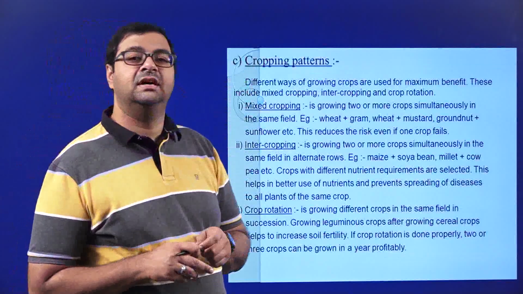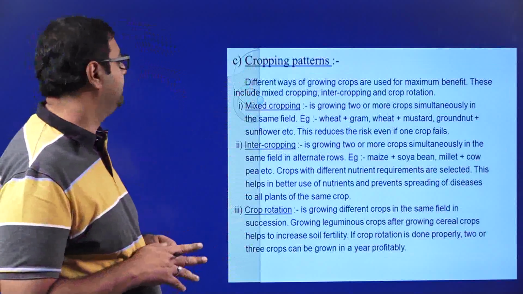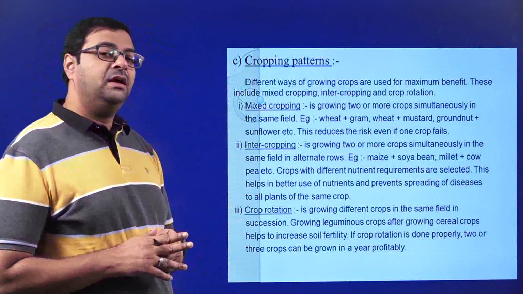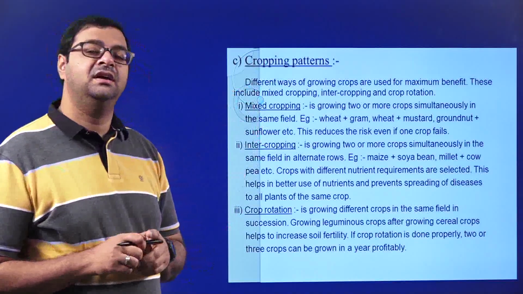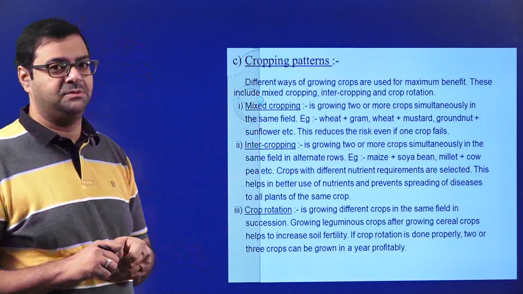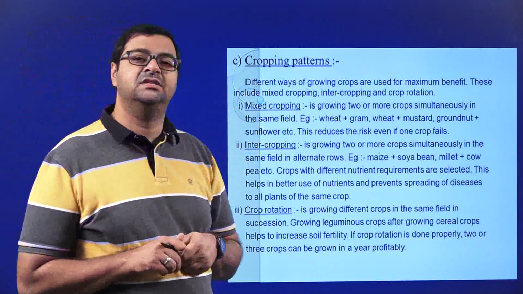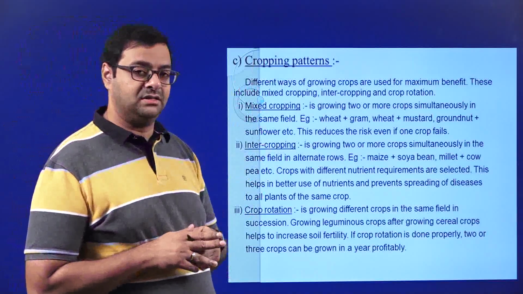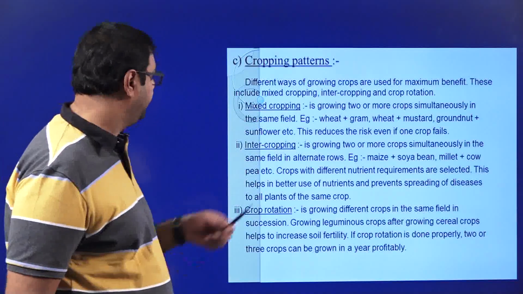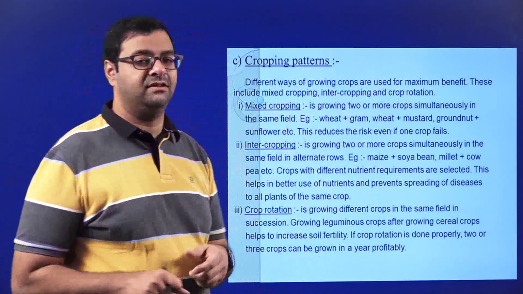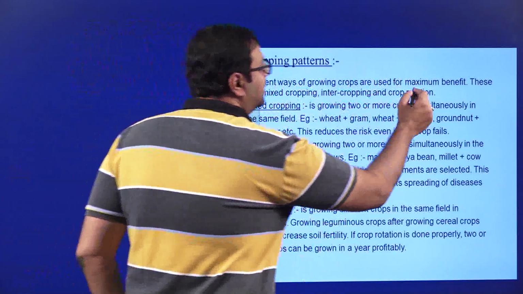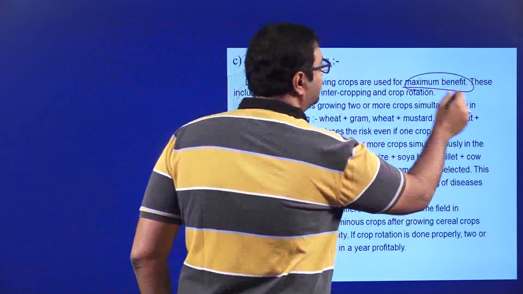Cropping patterns. Now the third one. This is the cropping patterns. In order to increase the yield, this is the third technique which is used in crop production management. Now, in cropping patterns, different ways of growing crops are used for maximum benefit. So, for maximum benefit, you use different crops.